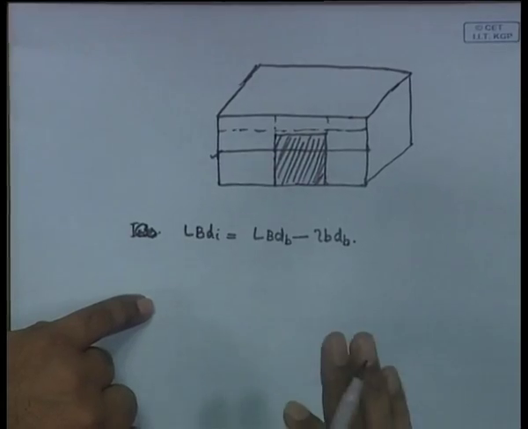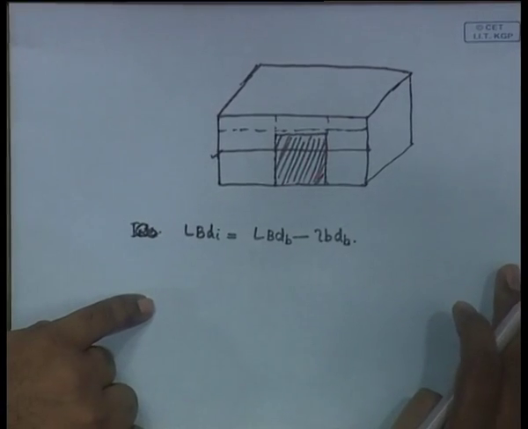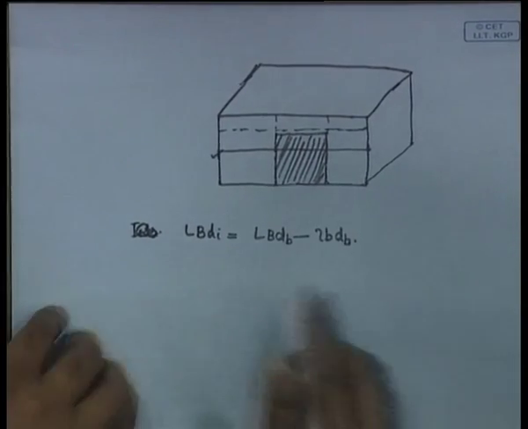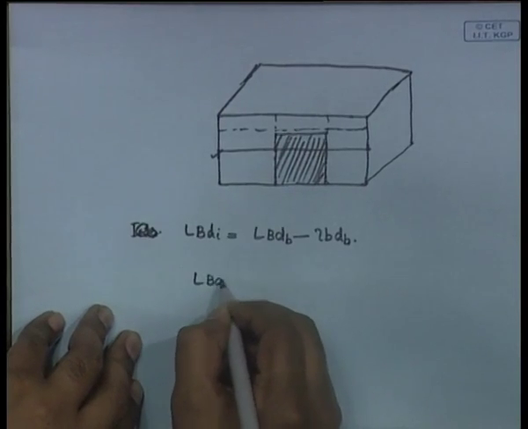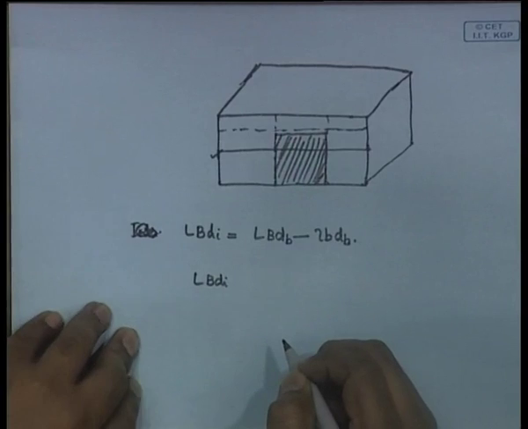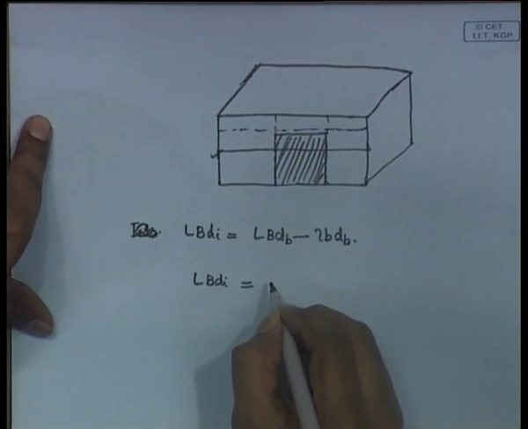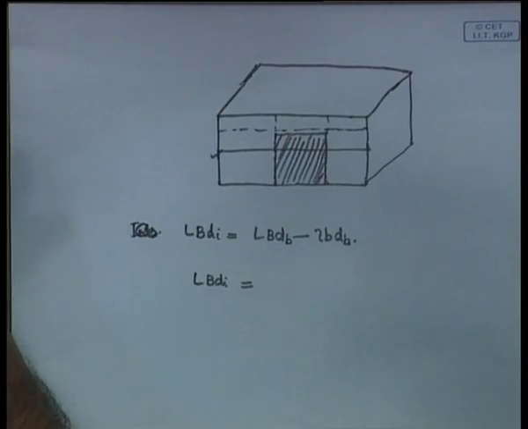In the book it states the same thing: the intact volume before bilging is equal to the intact volume after bilging. You just see that it is the same thing. Then therefore, in this case LBDI, we have to find the length. Let us look at the problem.